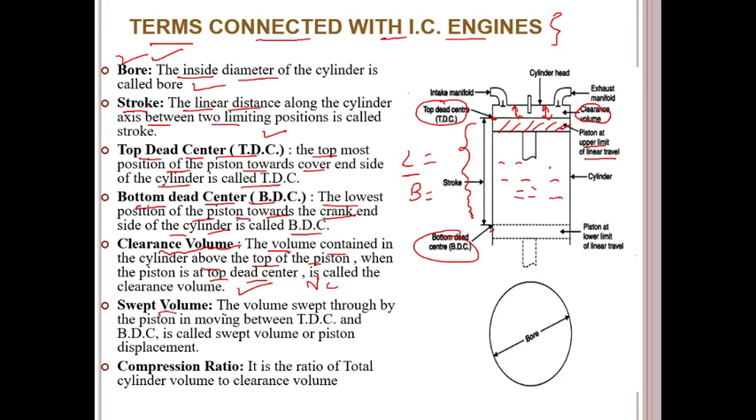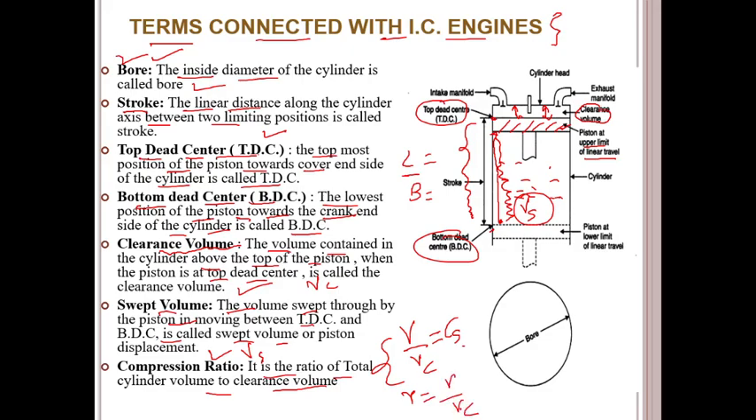Swept volume: the volume swept by the piston moving between TDC and BDC is called the swept volume. It is shown by the letter VS. When the piston moves from TDC to BDC, this portion is called the swept volume VS. Now, what is compression ratio? It is the ratio of the total volume of the cylinder to the clearance volume. So total volume upon clearance volume is called the compression ratio, guys. It is shown by the letter R. We know that R equals V upon VC.